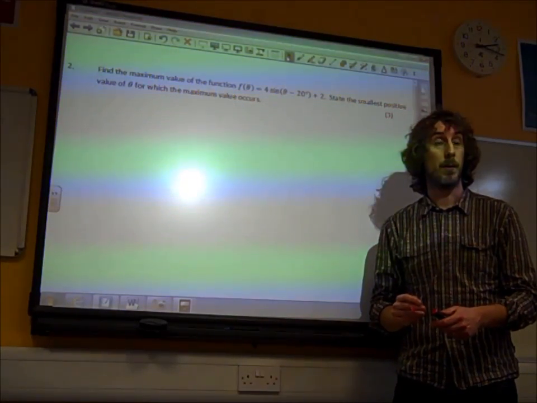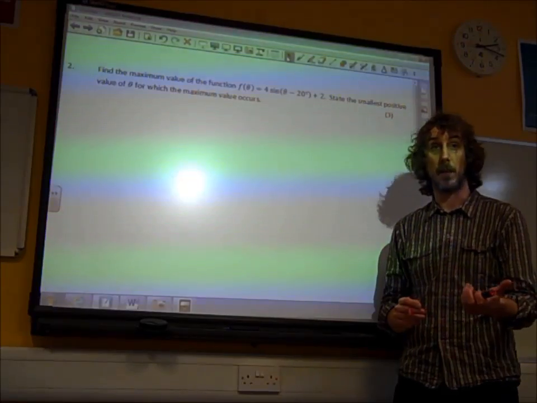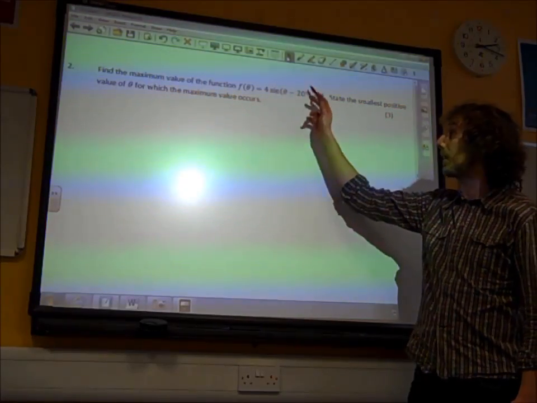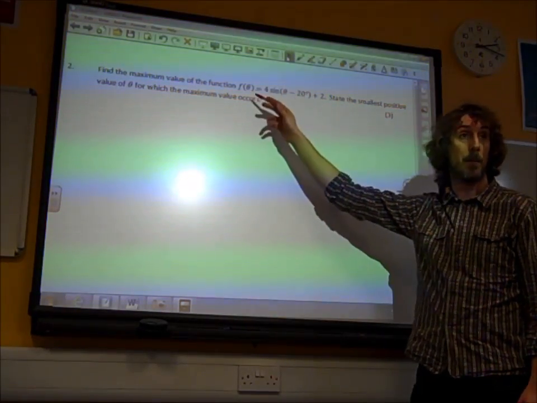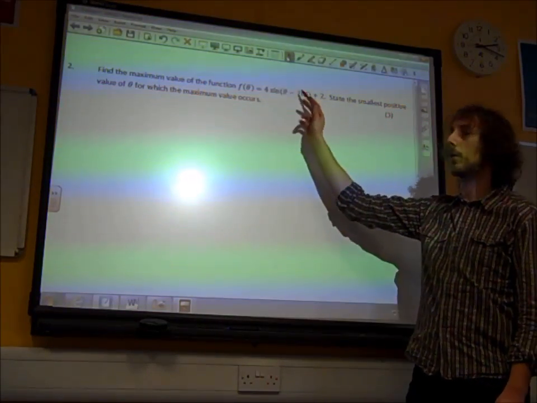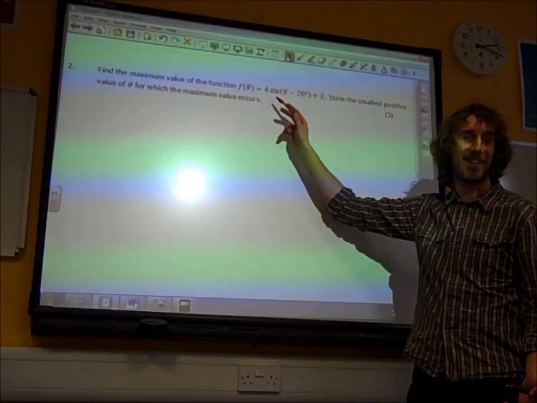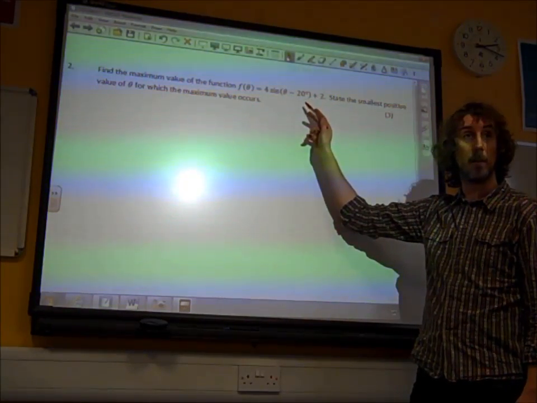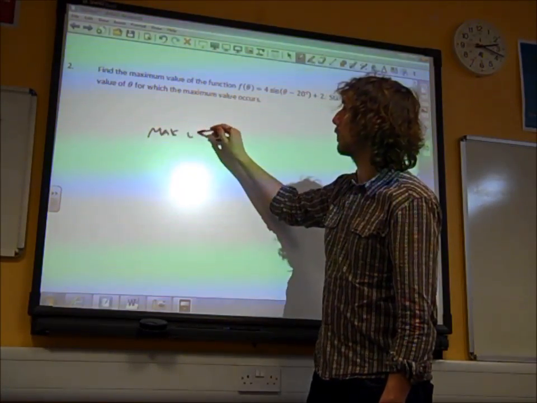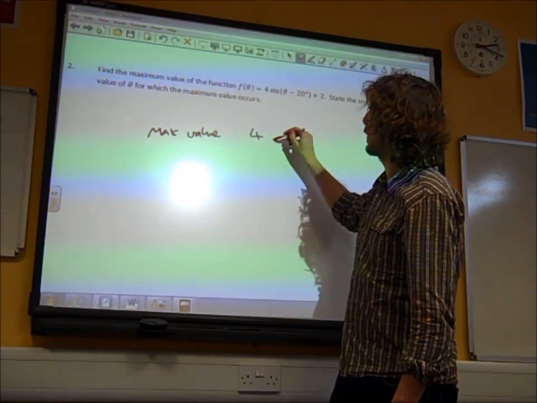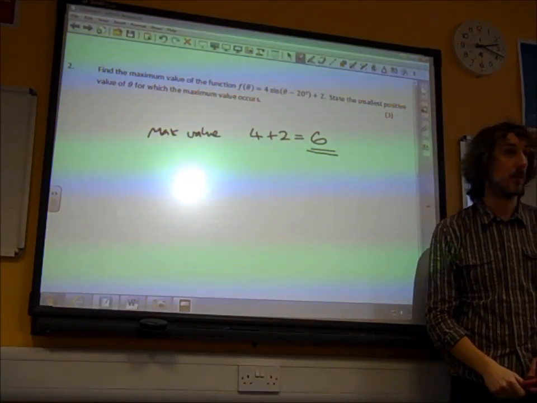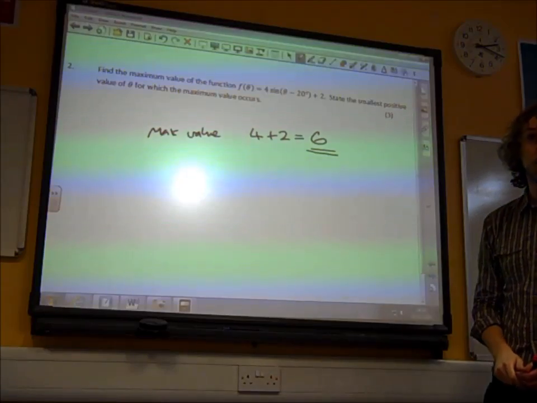The highest value on the sine graph is 1. It's 1. Exactly. We're timesing, so the biggest value it can take is 1. We multiply it by 4. 4 times 1 is just 4. And then we're adding 2 to our answer. So the maximum value is just 6. That's it.